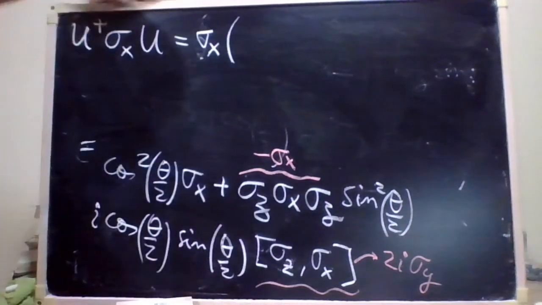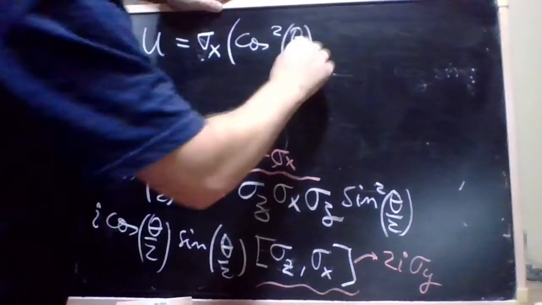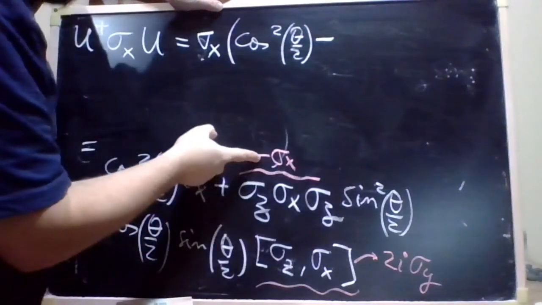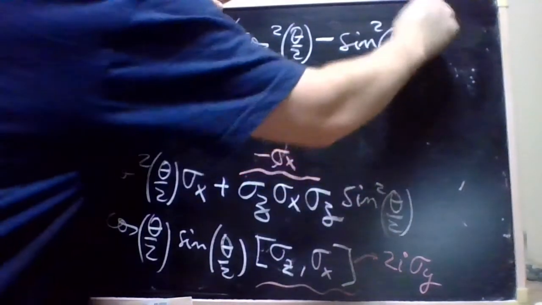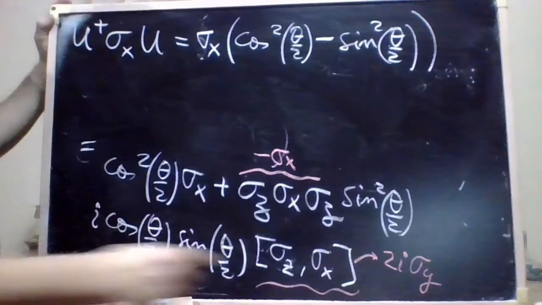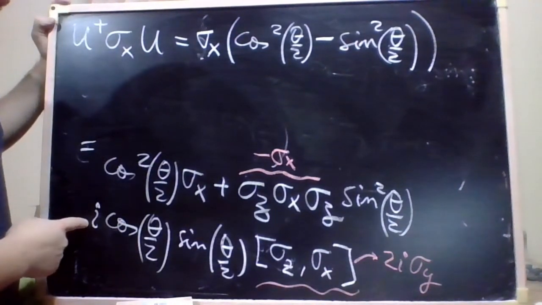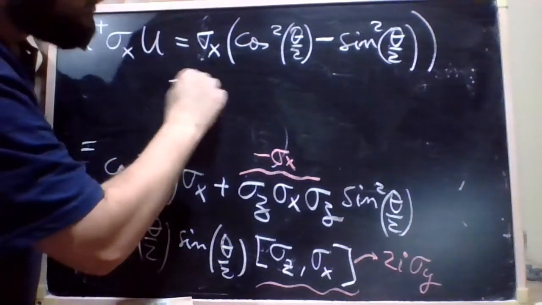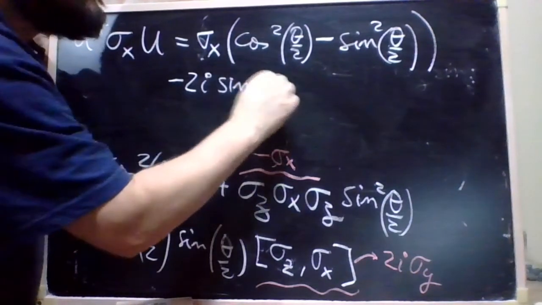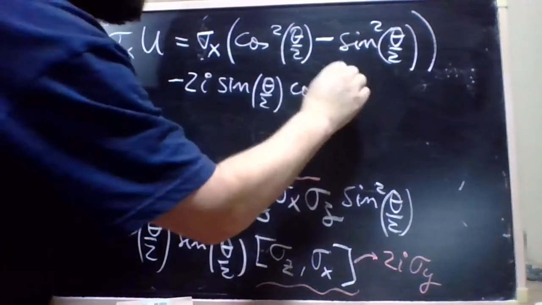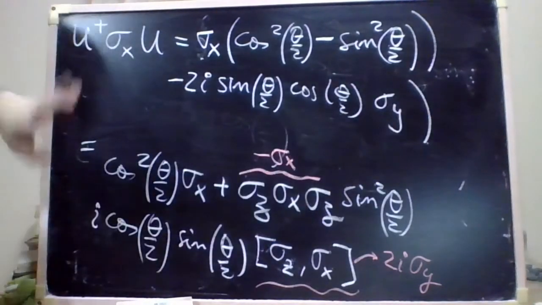in front of that, cosine squared theta over 2 minus, because there is a minus here, sin squared theta over 2, right? And here, twice the imaginary. The imaginary here, I get a minus sign. So minus twice the imaginary sine theta over 2, cosine theta over 2, sigma y. All right? So that's it.